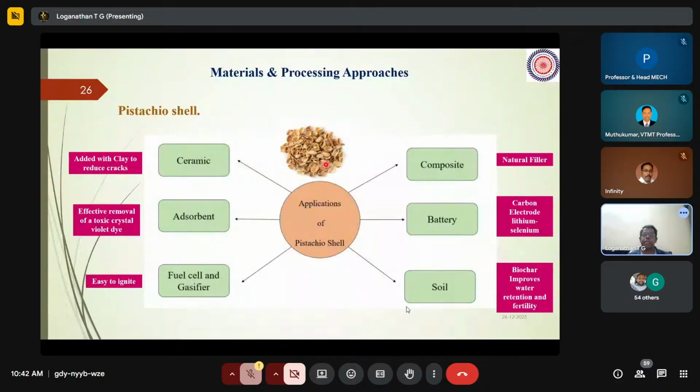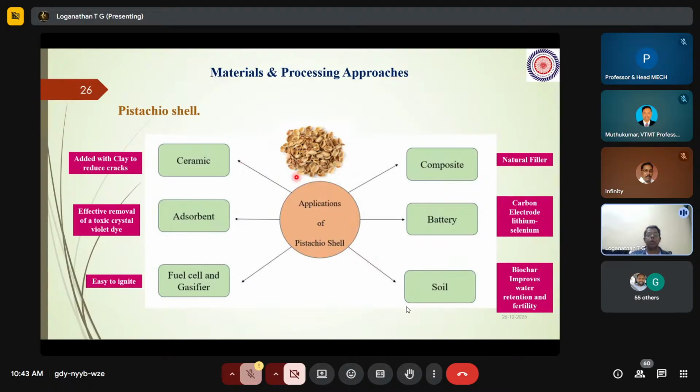It has been transformed into a carbon, and it can be used in making electrodes for batteries. It is used as a biochar to improve the water retention and fertility of the soil. It is used in a gasifier to ignite, used as an absorbent to remove the toxic violet dye, and used as a ceramic to reduce cracks.